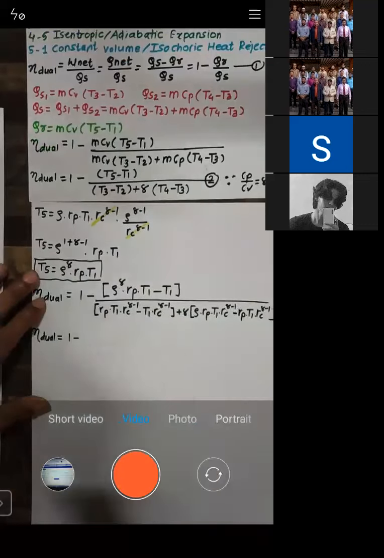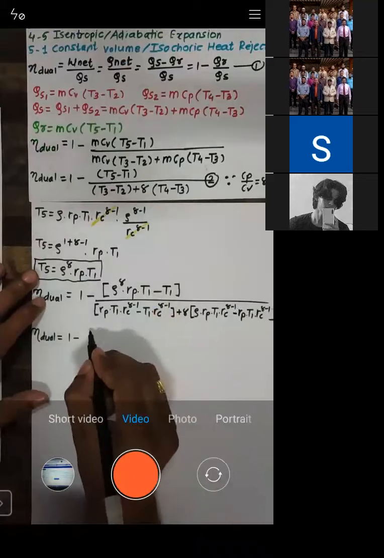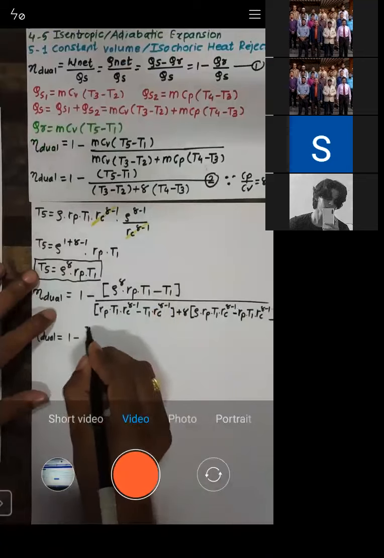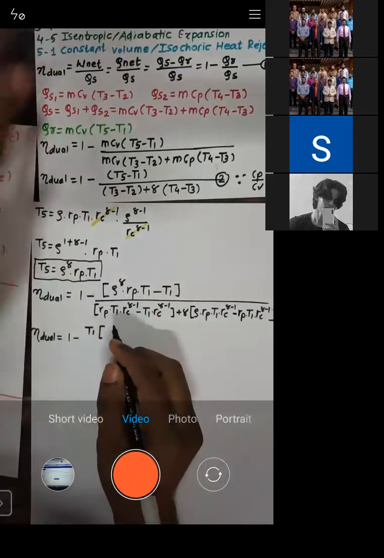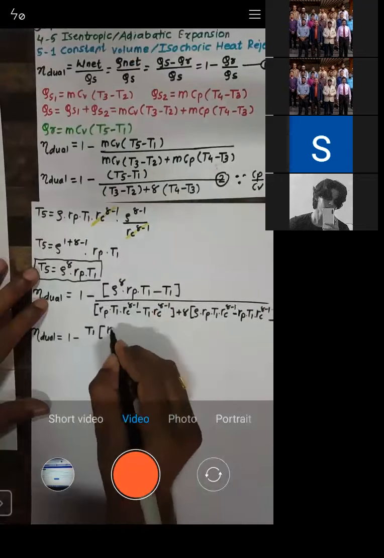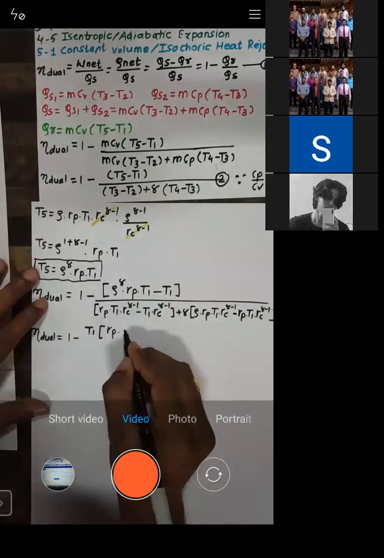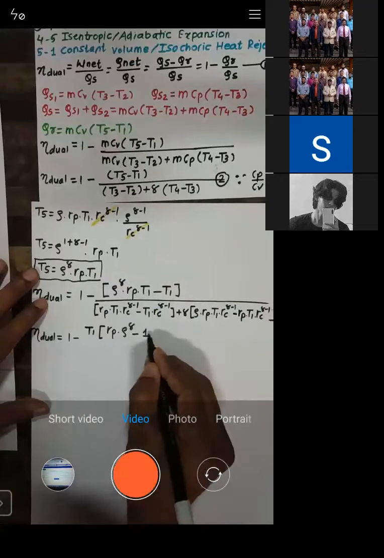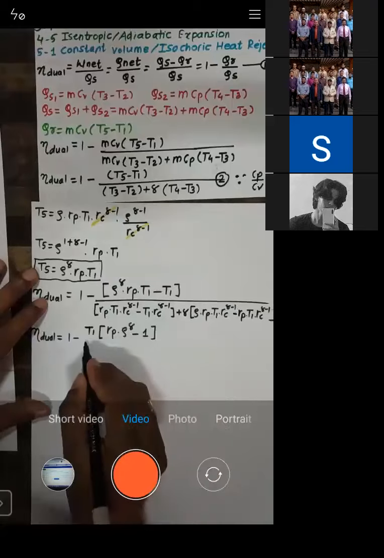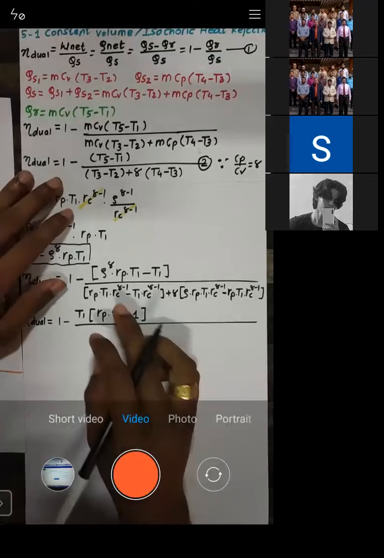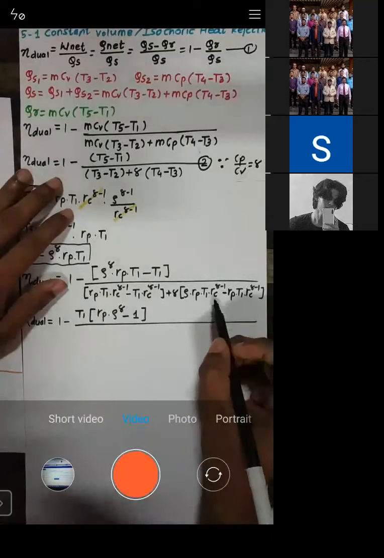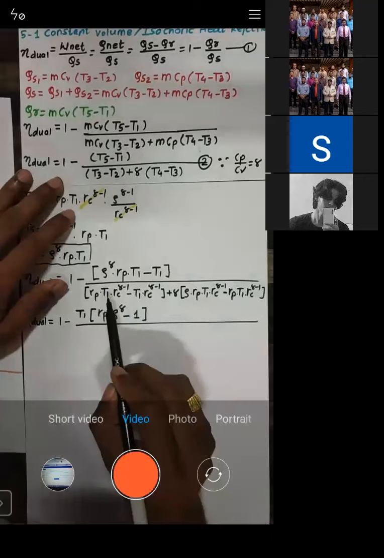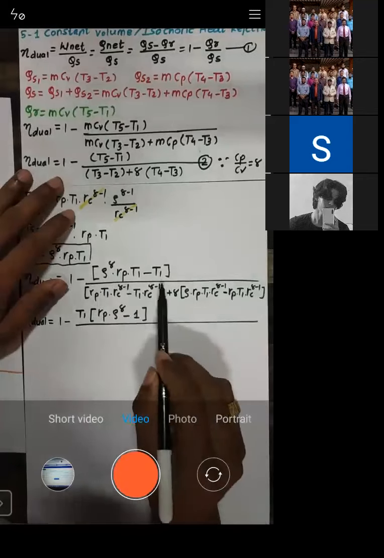You can see in the numerator and denominator, T1 is common, so I'll take T1 common. What is remaining is Rp into rho raised to power gamma minus 1. Now see all of you, T1 is common, and T1 into Rc raised to power gamma minus 1 is also common.